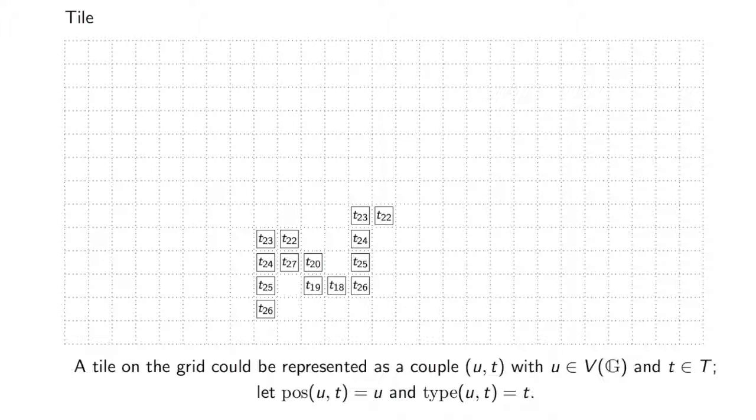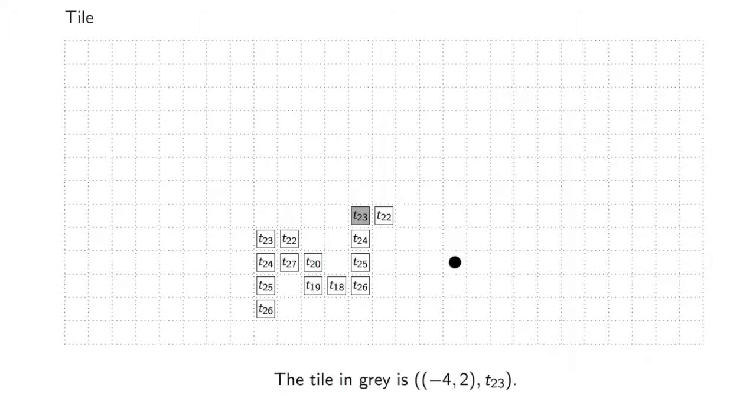We consider the grid graph. We present here another formalization of an assembly. This formalization will ease the analysis of a tile assembly system. Let's put some tiles on the grid. Here we have represented some tiles on the grid. A single tile is encoded as a couple made of a position of the grid and a tile type. For example, consider that the dotted position is the origin of the grid graph, in other words, the position of coordinates 0, 0. The tile in gray is represented by the position of coordinates -4, 2 and the tile type T23.